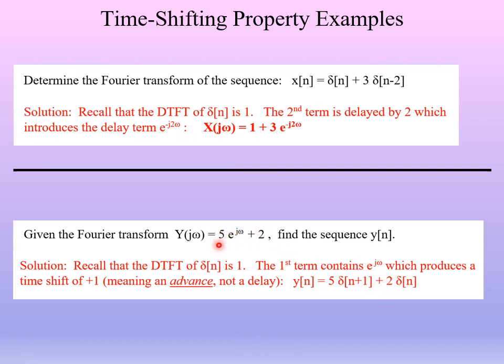And likewise, this 5 here is going to give us 5 times the delta function, but e to the j omega, that is using the time shifting property, this gives us an advance of 1, not a delay, an advance, because there's not a minus sign in front of there. So this term here becomes 5 times delta of n plus 1.